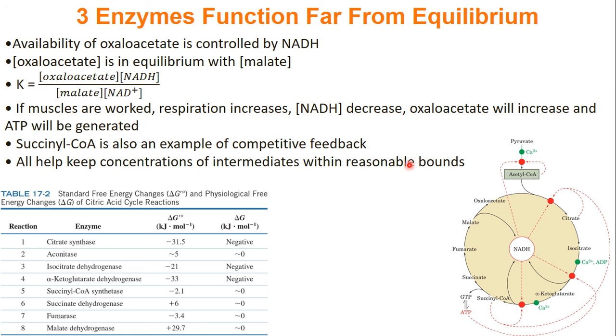Succinyl-CoA is an example of competitive feedback. Succinyl-CoA will go and inhibit the enzyme that actually makes it. So that's direct feedback. It can also inhibit other molecules further out. What all these inhibition schemes are doing is helping the concentrations of your intermediates stay within reasonable bounds. As you can see, most of these reactions are near equilibrium, so if you get too many intermediates, it will start running backwards at some point. So you really want the concentrations of these intermediates not to fluctuate too much, so your citric acid cycle can continue to run smoothly.